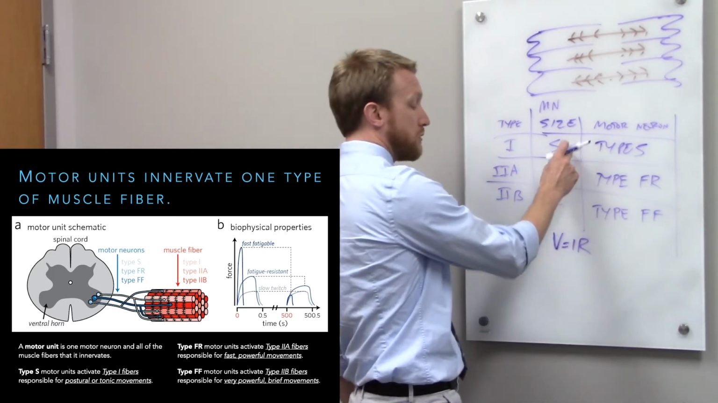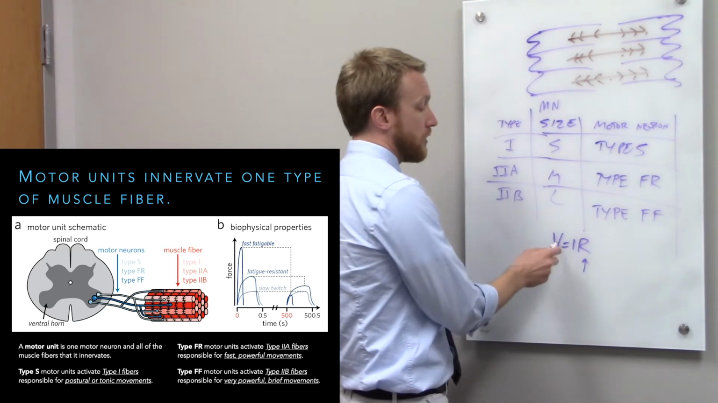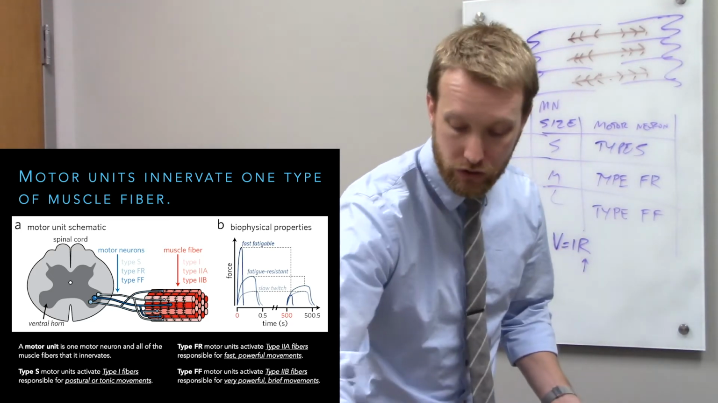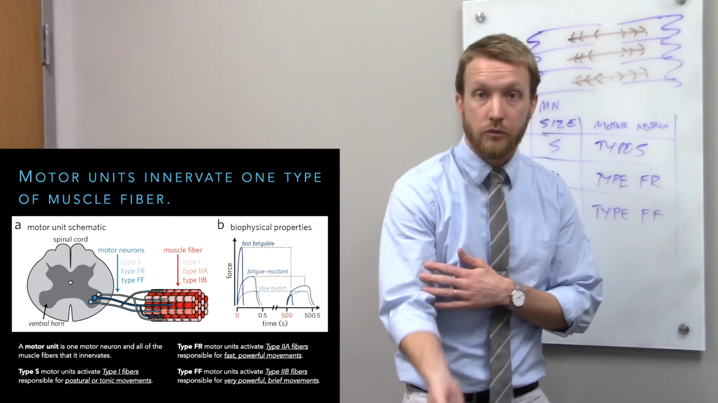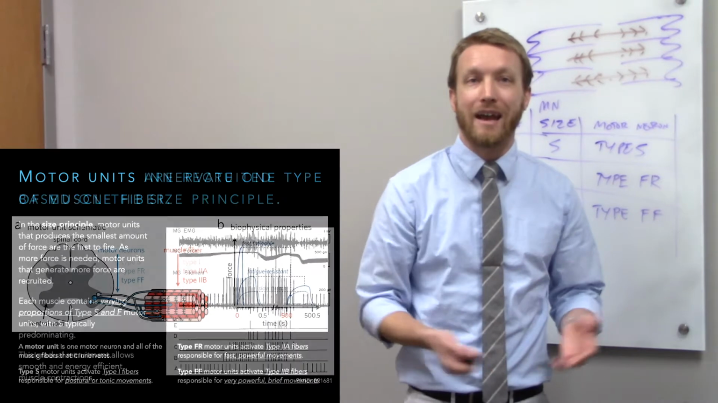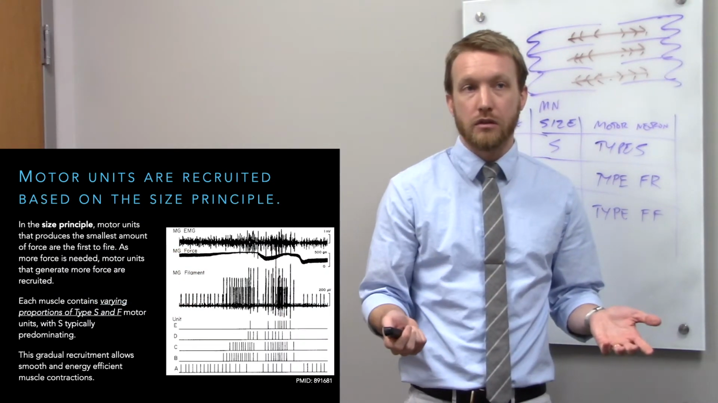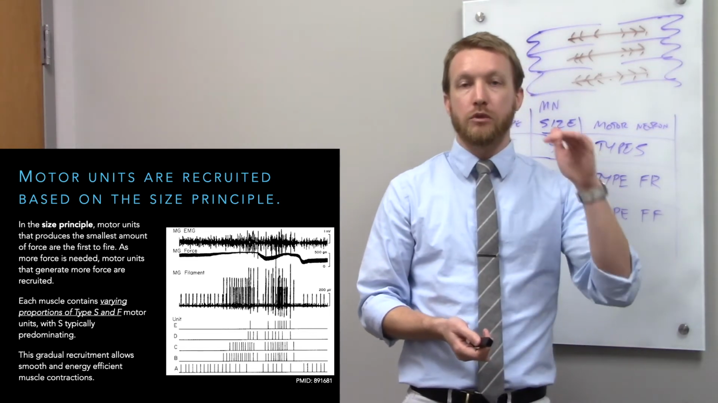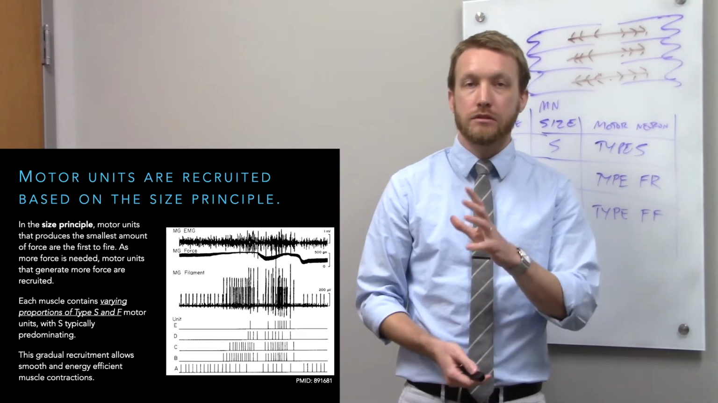So the smaller ones have much higher resistance. Therefore, you're going to get a larger potential from the same current coming in. They're going to be recruited first, so that whenever we begin a movement, we recruit the weakest muscles first and then add on the stronger ones as needed. That's what we see in the size principle. So we're going to start with the weakest, and then we're going to add additional muscle fibers as needed. And that's what they're seeing here.